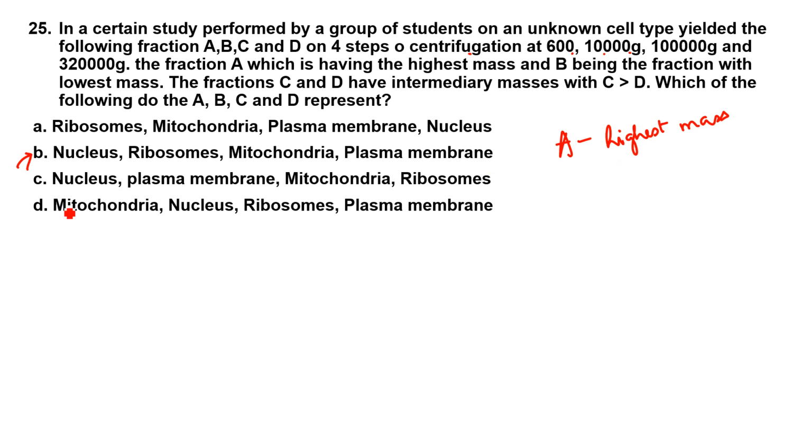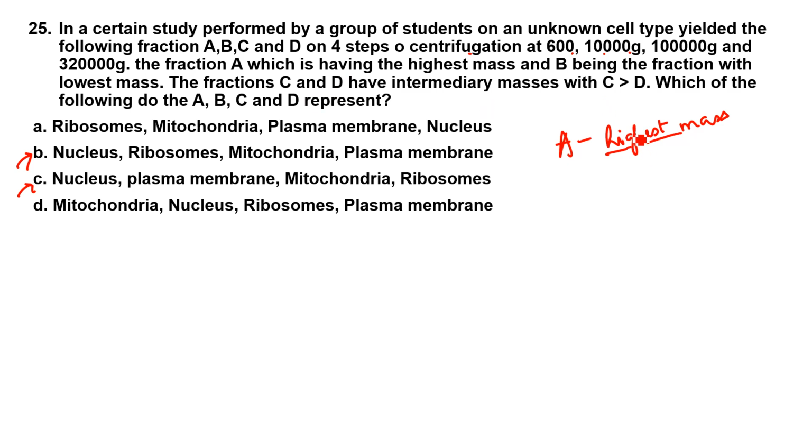C. Okay, so did you read the question carefully? So now, let's discuss. Fraction A has the highest mass. The fraction which has the highest mass will settle down quicker, so it will settle down at lower RPM or lower centrifugal force.